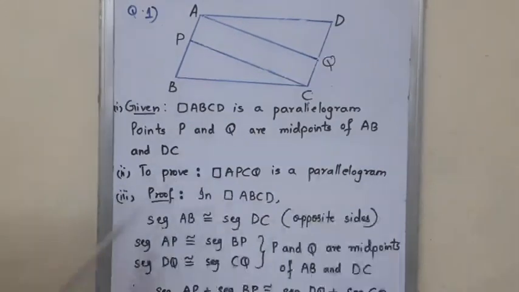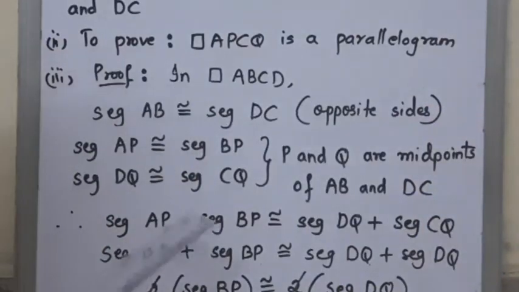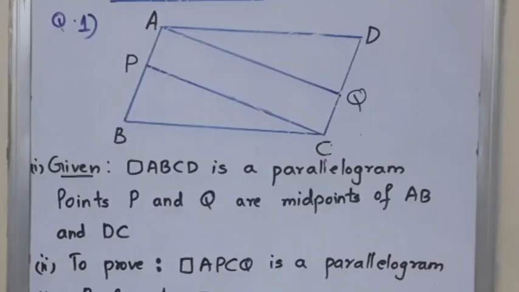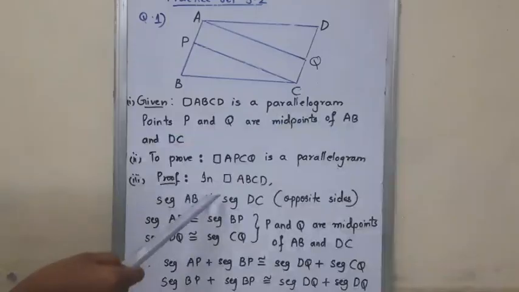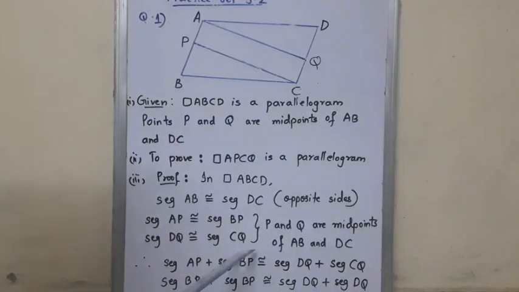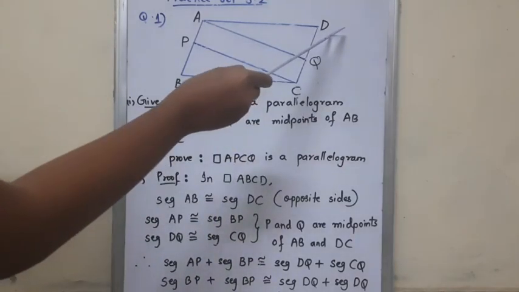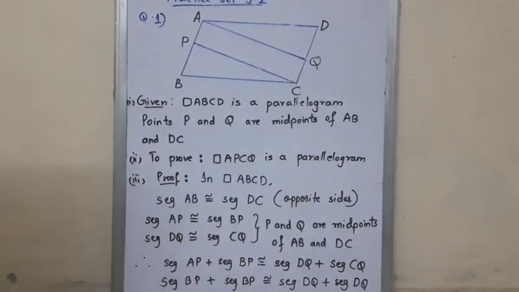Therefore, we can also write AB congruent to DC. AB we can write as segment AP plus segment BP, congruent to segment DC, which can be written as segment DQ plus segment CQ. Now, instead of AP, we have written BP. Why? Because AP and BP are congruent.